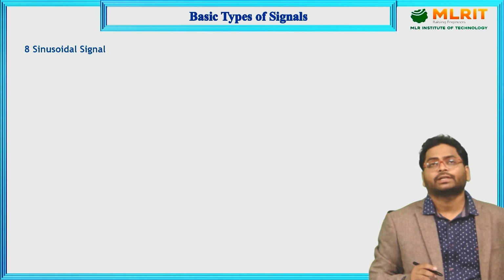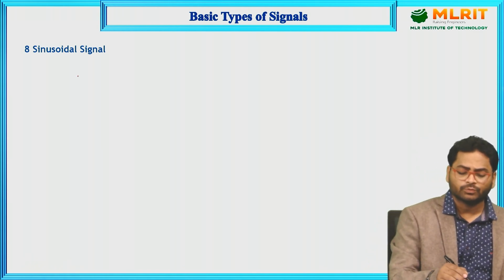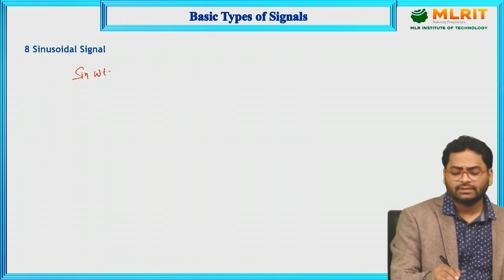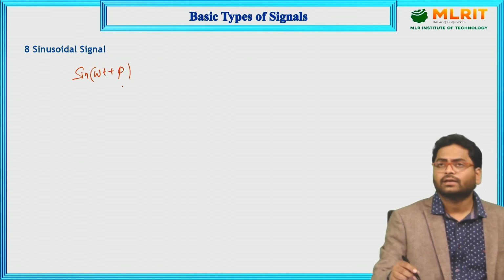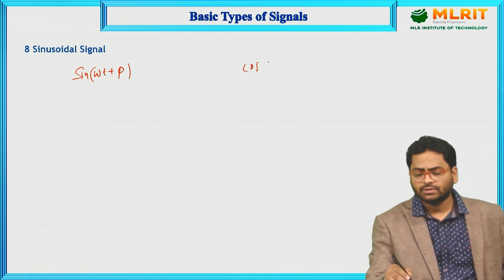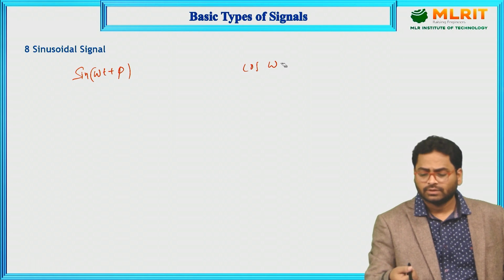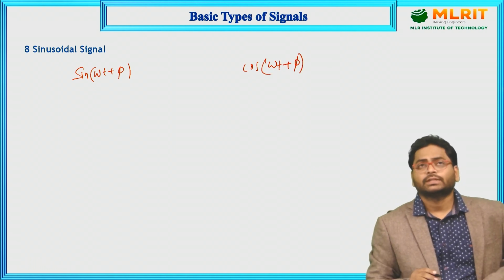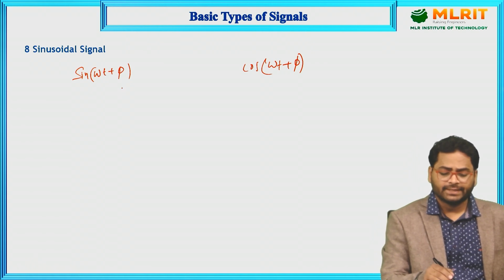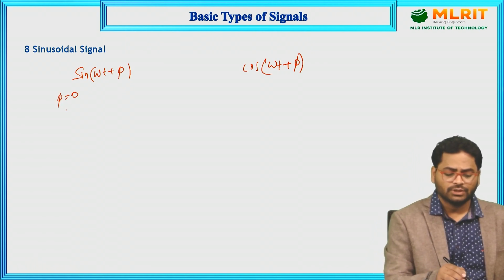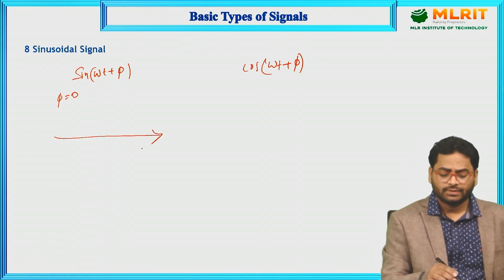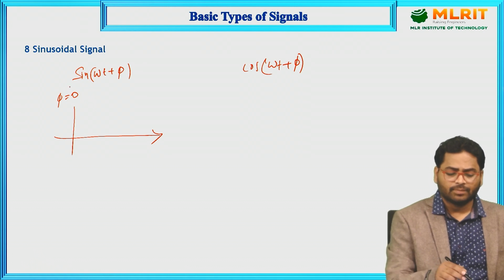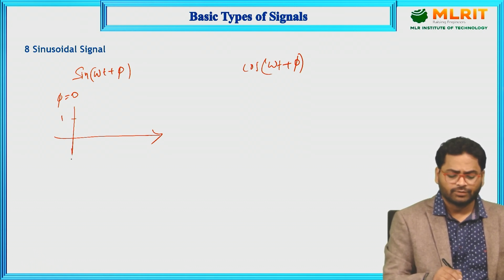Next, sinusoidal signals. Sinusoidal signals are of two types. One is the sine signal, sine of omega naught t plus phi, and the other is cos of omega naught t plus phi. So these are the two signals. For phi, I am taking phi equals 0. I am writing the graph. Just look here. Let us take the amplitude as 1. In between plus 1 and minus 1 only you will get the signal.